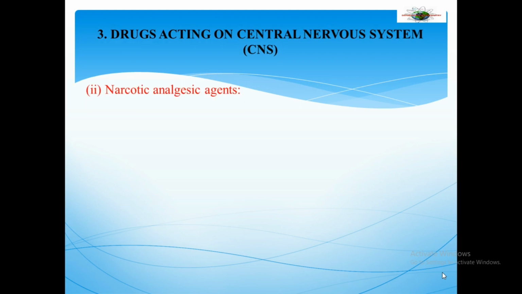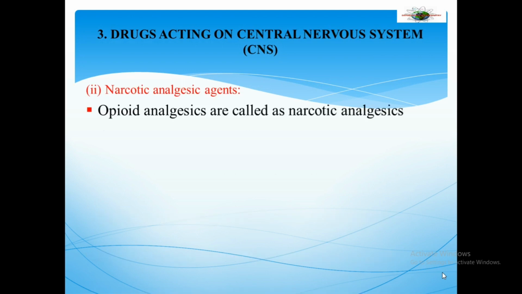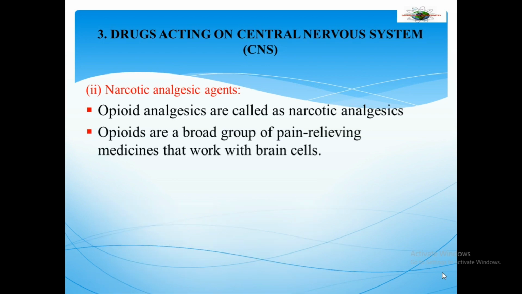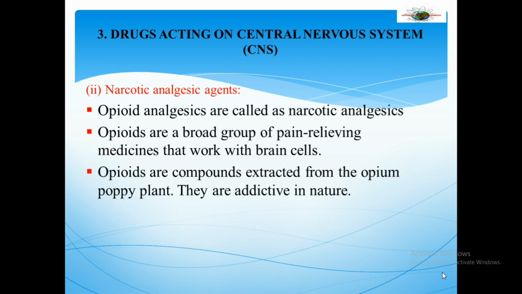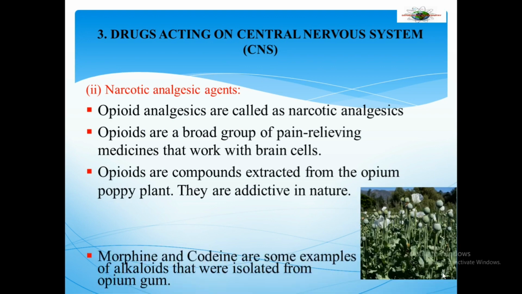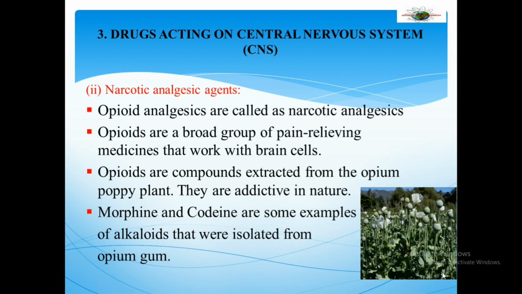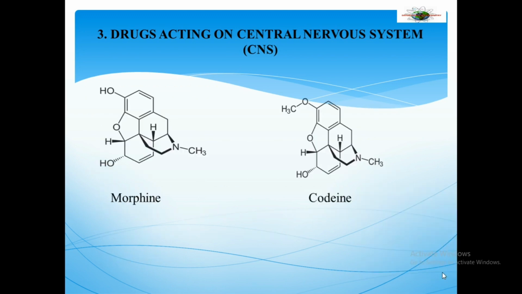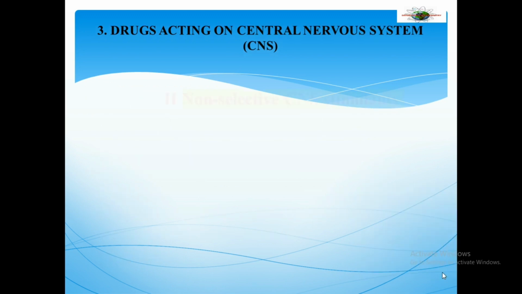Then, narcotic analgesic agents. Opioid analgesics are called narcotic analgesics. Opioids are a broad group of pain-relieving medicines that work with brain cells. Opioids are compounds extracted from the opium poppy plant. They are addictive in nature. Morphine and codeine are some examples of alkaloids that were isolated from opium gum. These are the structures of morphine and codeine.